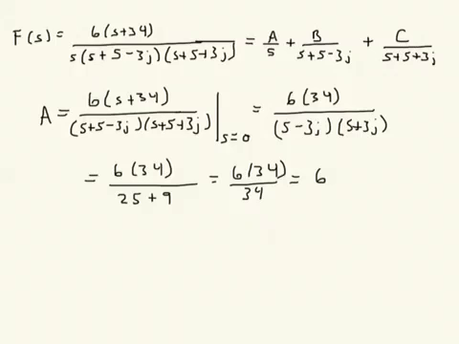Another way I could have done this, which might have made the math a little easier, is that I already know what this is equal to. This is s squared plus 10s plus 34, because if I multiply these back together, that's what I get. So I plug in s equals 0 for s squared plus 10s plus 34, and I get 34. Okay, so that's the A term.